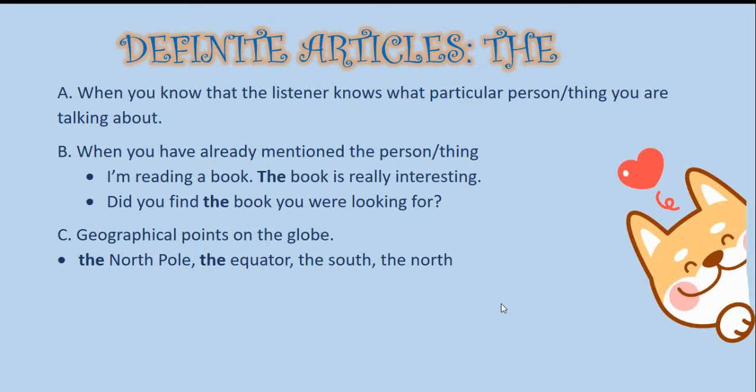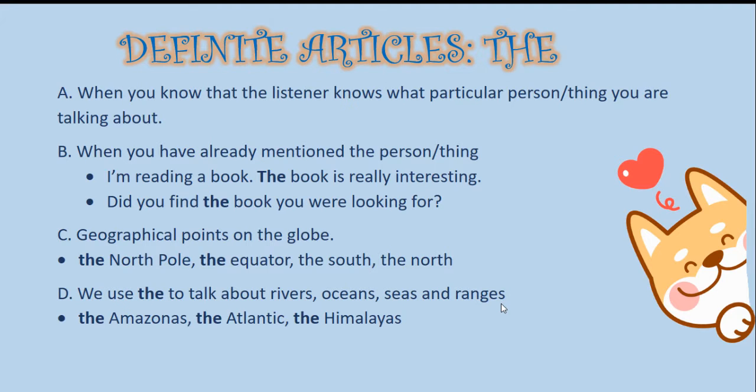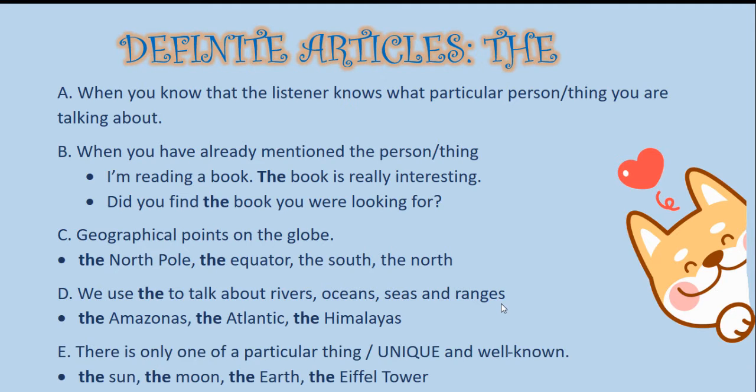Then geographical points on the globe, like the North Pole, the equator, the south, the north. Also, we use the to talk about rivers, oceans, seas, and ranges. And I repeat, range, it's a group of mountains. So here you have the Amazon, the Atlantic, the Himalayas. Also, when we have a particular thing, one that is unique in its type and also well known, like the sun, the moon, the Eiffel Tower. One that is unique for us.